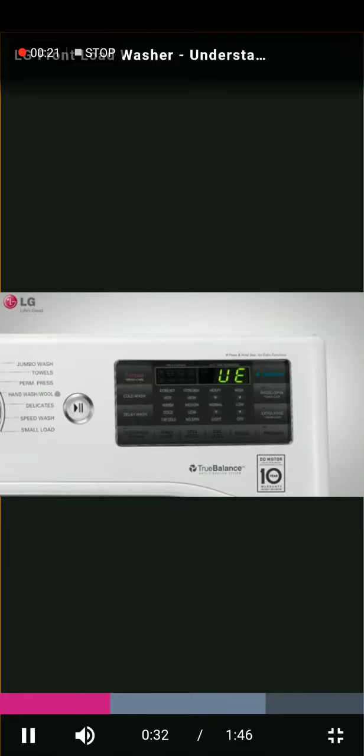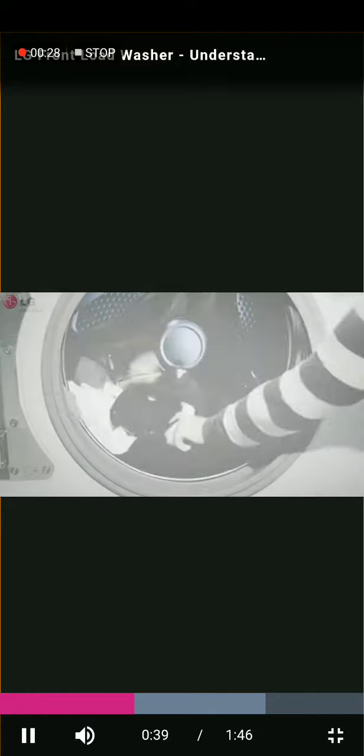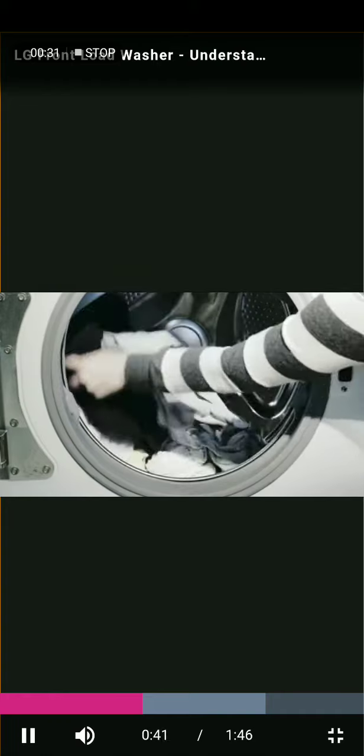If you receive a UE error message, your washer tub may be out of balance. This can occur if items have gathered on one side of the tub. Rearrange the items in the tub to help balance the load.